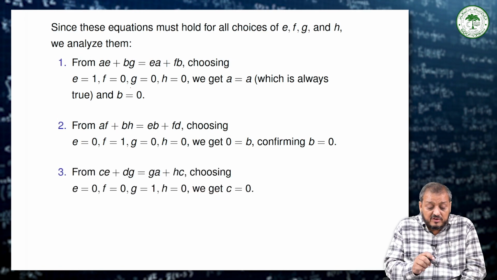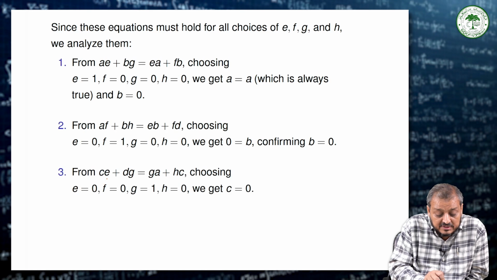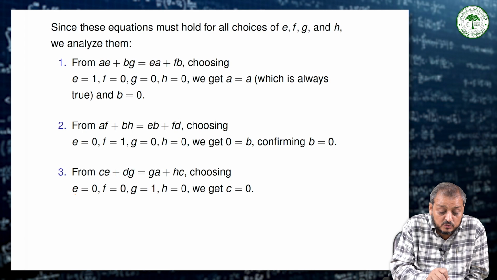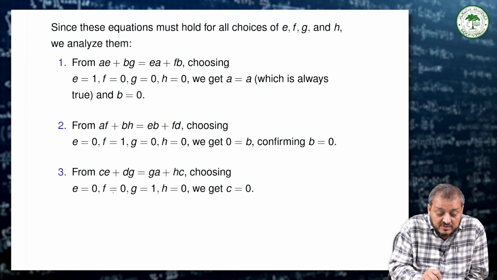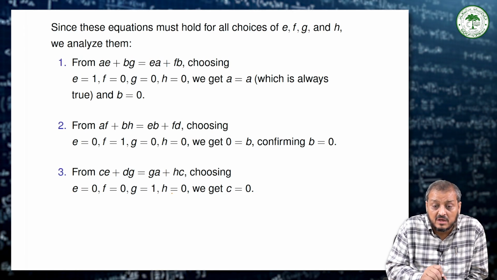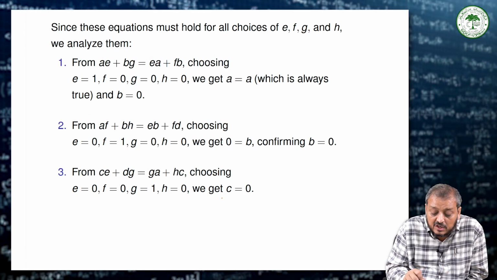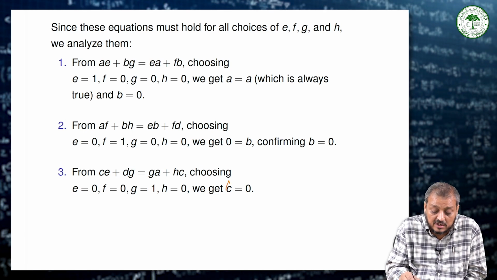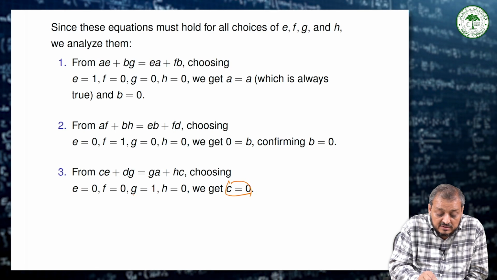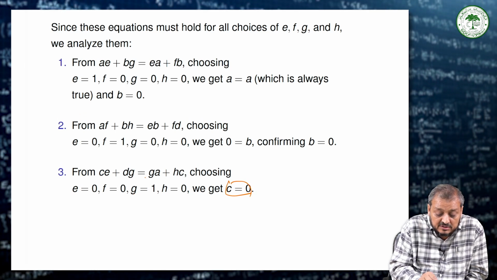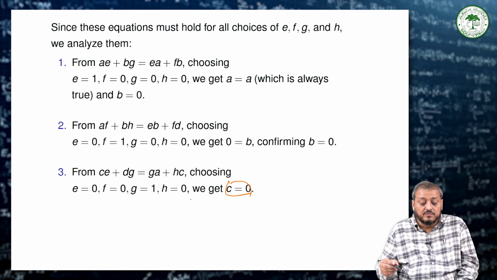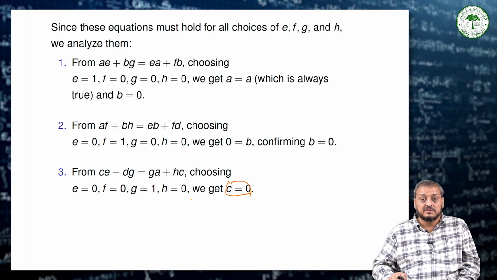Now the third one, CE plus DG equals GA plus HC. Choosing E equal to 0, F equal to 0, G equal to 1 and H equal to 0, we get C is equal to 0. So C equal to 0 is the only possibility.